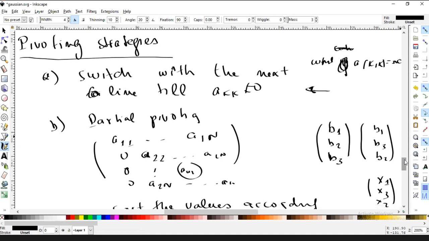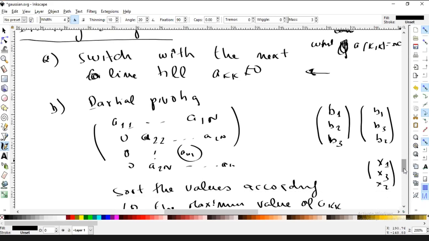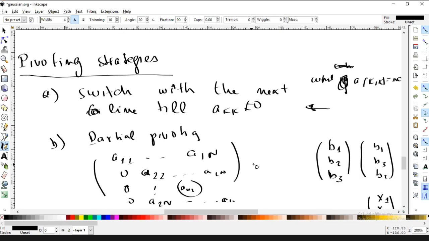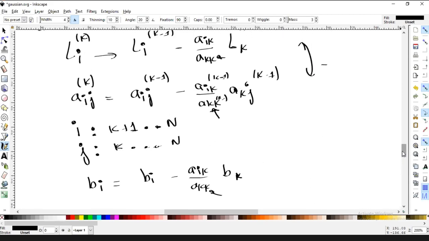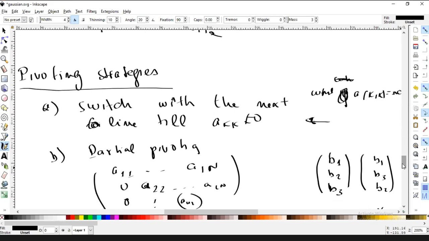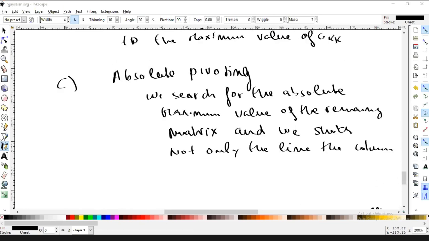If my AKK is 0, I switch with the next line till my AKK becomes different than 0. The previous method is better in terms of precision, because the larger your AKK is, the better. But in general, what I do is I just see if it's different than 0 and switch with a different line. So here in the program, you need to put a while loop.